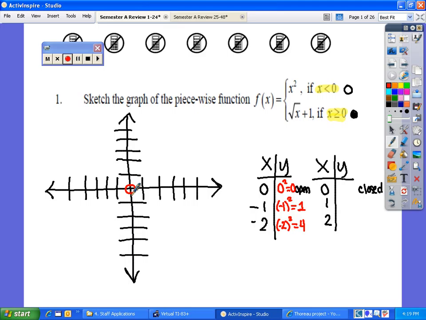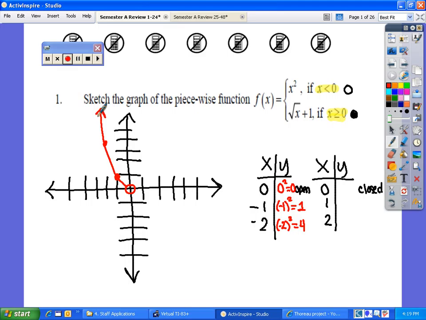At -1, 1, we'll just have a regular dot. And then at -2, 4, we'll just have a regular dot and connect the dots so it looks like half of a parabola. Because x squared is a quadratic function. It is your basic function for your quadratics. So you want to make sure that your picture looks like a quadratic.